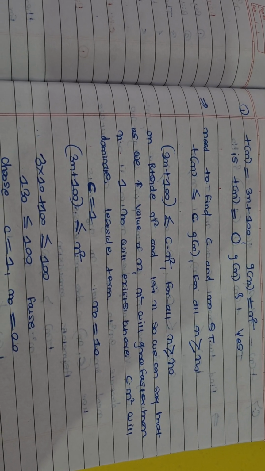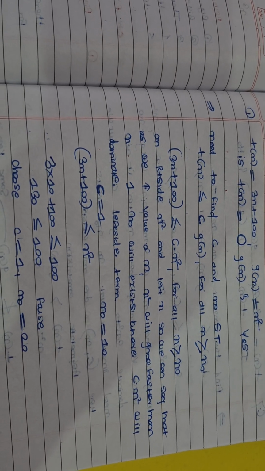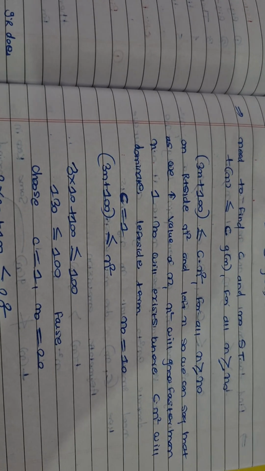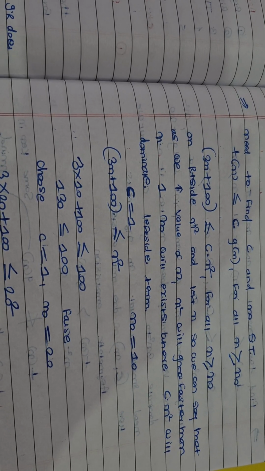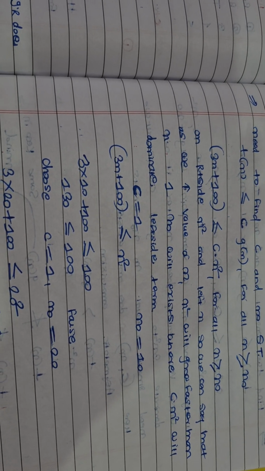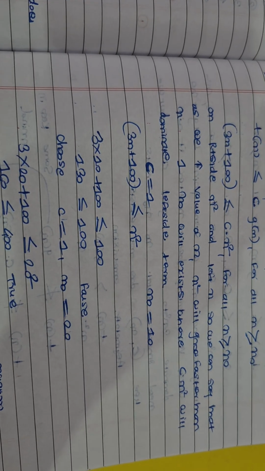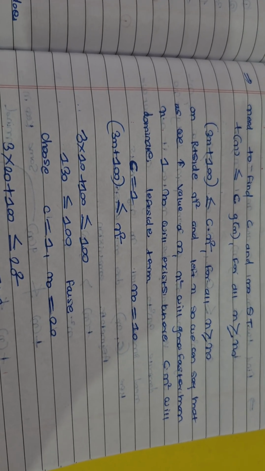So you can give the example. You can see on the right side n squared is there, so automatically it will grow. Then I've taken c equal to 1 and n naught equal to 10, but it does not satisfy, like 130 is not less than or equal to 100. So again, I took different values, 1 and 20. It gives true and it's satisfying the equation. It's a very basic equation. You need to check if it satisfies by taking different values.